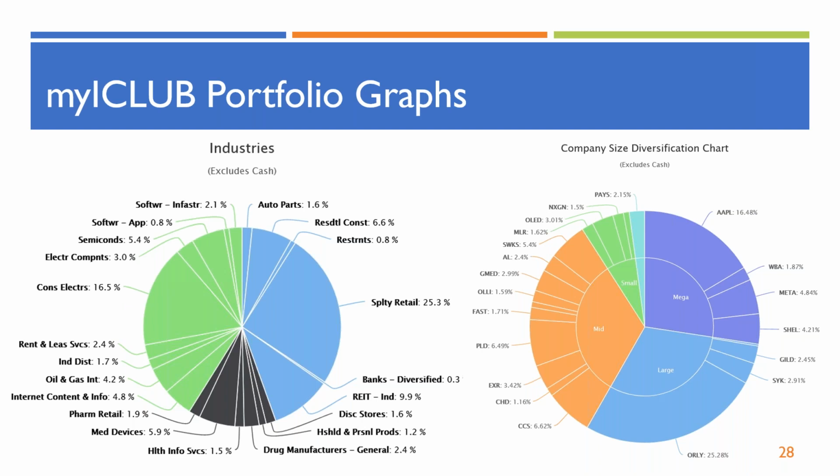So in this portfolio, the defensive super sector is a little bit light, but that's for you to decide. You can see some big chunks in the specialty retail and consumer electronics industry, some big holdings there that you can pinpoint by looking at the portfolio graph.